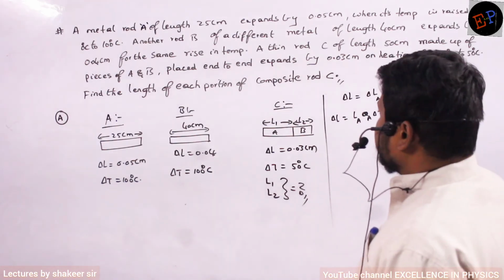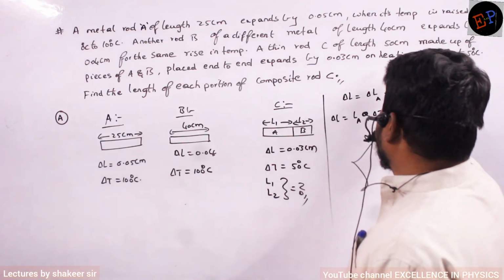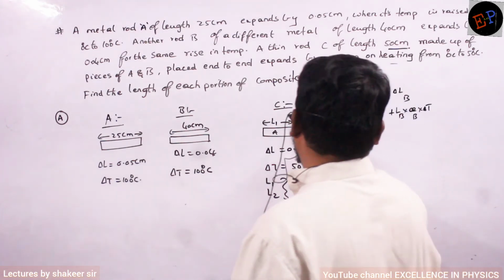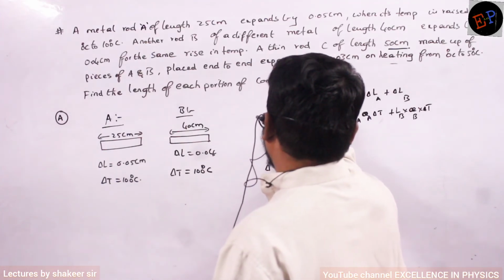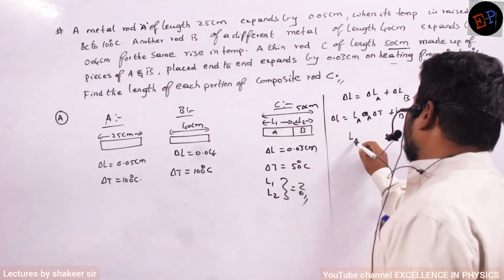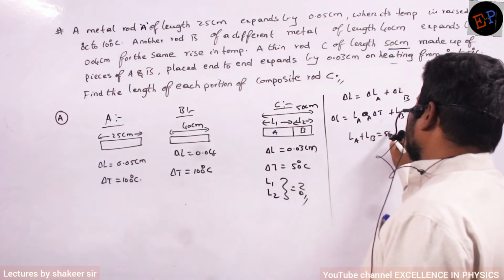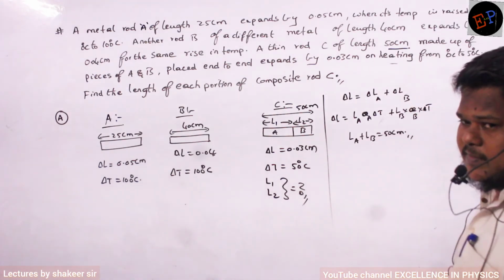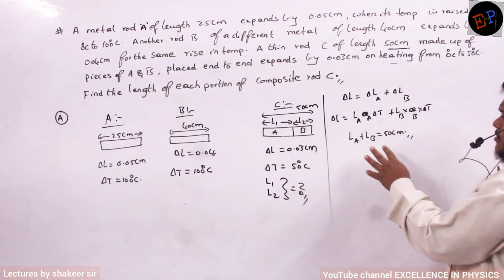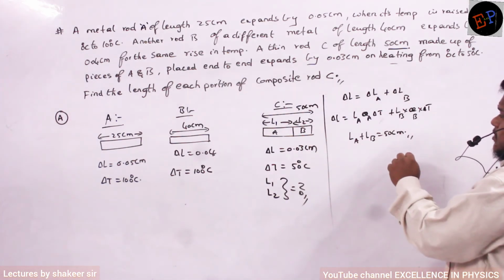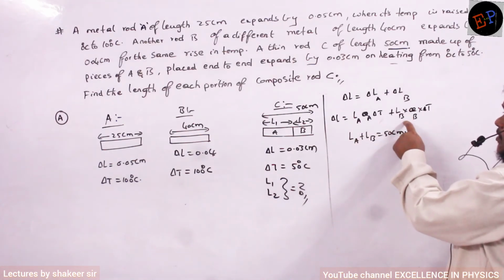And what is the initial length of this rod? Initial length is already given as 50. That data we have missed here. So total length is how much? Total length is 50 centimeter. It means LA plus LB is how much? It is equal to 50 centimeter. Can I write like this? Length of first rod plus length of second rod is 50. But what are the individual lengths? I don't know.